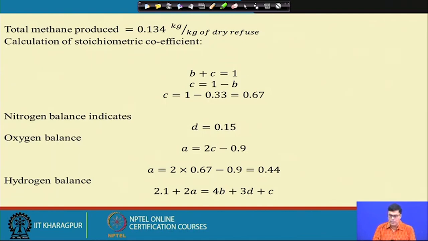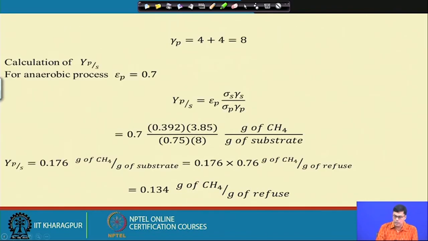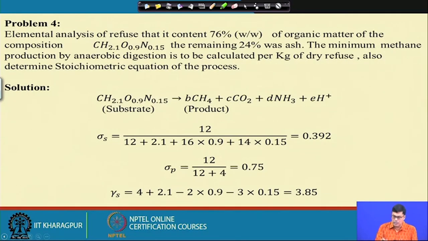Then how can you calculate the stoichiometry of this process? We can do it very easily. We know the molecular weight of methane and the molecular weight of biomass, so from that we can find out. If you look at our coefficients, we have found out how much B is produced. We can easily calculate the B value.